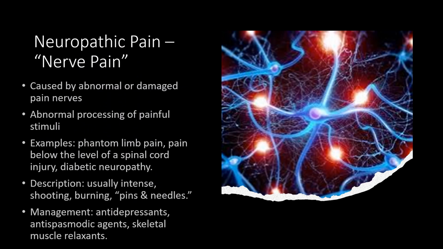Neuropathic pain. This is also known as nerve pain. So this comes from abnormal or damaged pain nerves. It differs from nociceptive pain in the sense that it's abnormal processing of painful stimuli. Neuropathic pain is caused by changes in the peripheral or central nervous system.